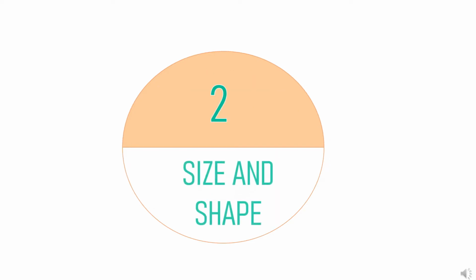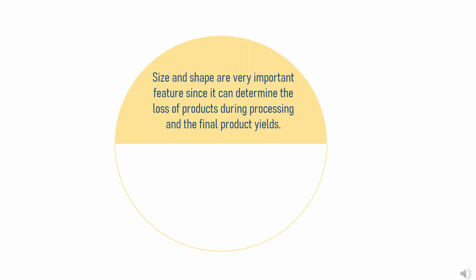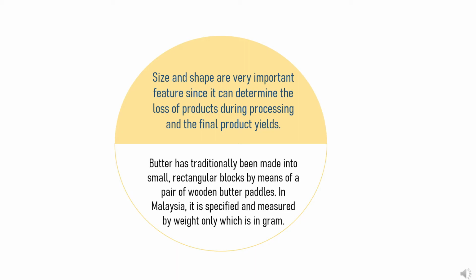Next, we will move to the size and shape. Size and shape are very important features since they can determine the loss of products during processing and the final product yields. Butter has traditionally been made into small and rectangular blocks by means of a pair of wooden butter paddles. In Malaysia, it is specified and measured by weight only, which is gram.